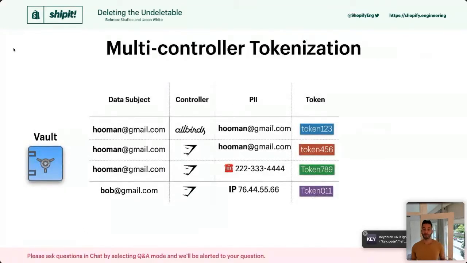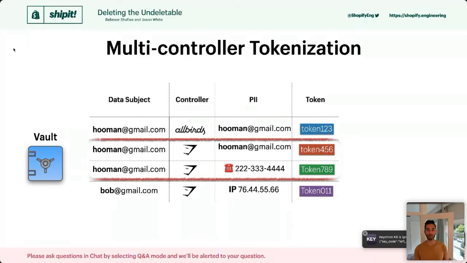But we need to understand, now that we understand tokenization, how does deletion work for tokenized data? For that, we are again going to a similar practice, and we go through some imaginary deletion requests from human. Let's say human first requests to be deleted from Gymshark. All we need to do in our tokenization vault is to set the data subject to human at gmail.com and the controller to Gymshark. So this will result in the two middle rows.